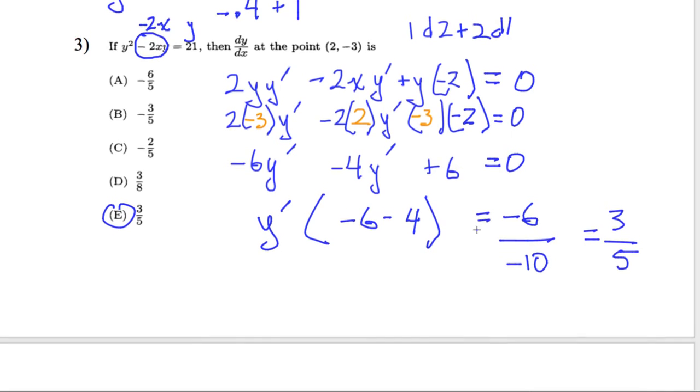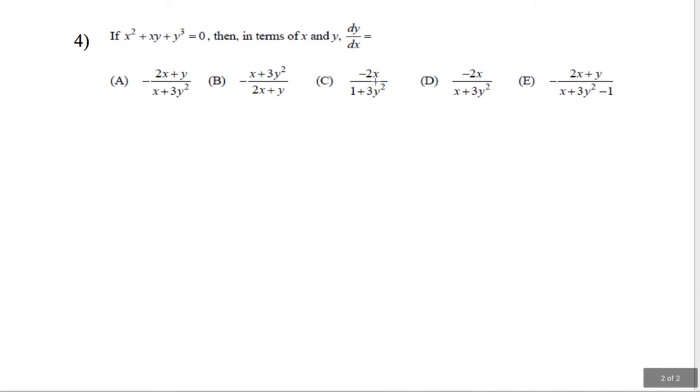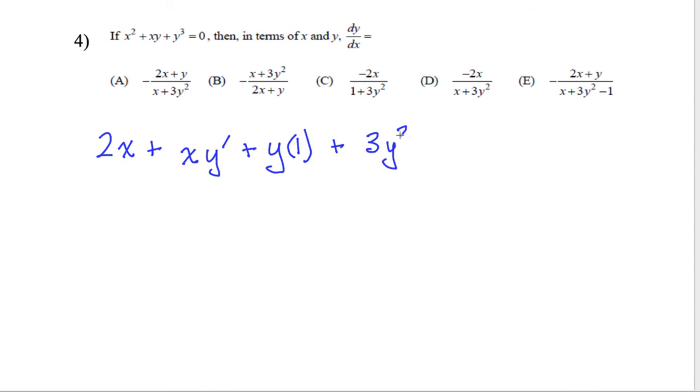All right. No questions on number 3. We are moving on to the other side, number 4. We, again, are taking the derivative. So we have 2x plus product rule, so 1 d2 plus 2 d1. And then I need to add 3y squared y prime is equal to 0. There is the correct derivative.